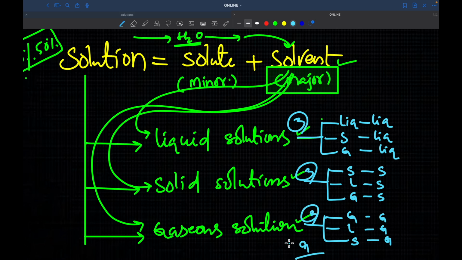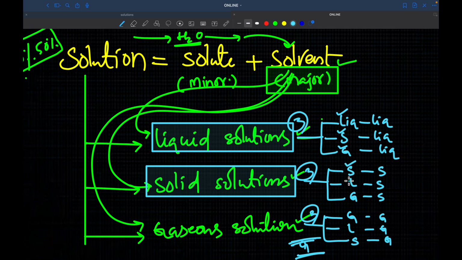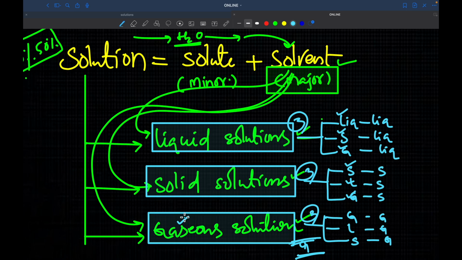How many types of solutions can we find here? 3 types of solutions. Did you understand the classification? In all liquid solutions, the solvent is always liquid, but the solute may be liquid, solid or gas. In all solid solutions, the solvent is solid, but the solute may be solid, liquid or gas. In all gaseous solutions, the solvent is gas, but the solute may be either gas, liquid or solid.